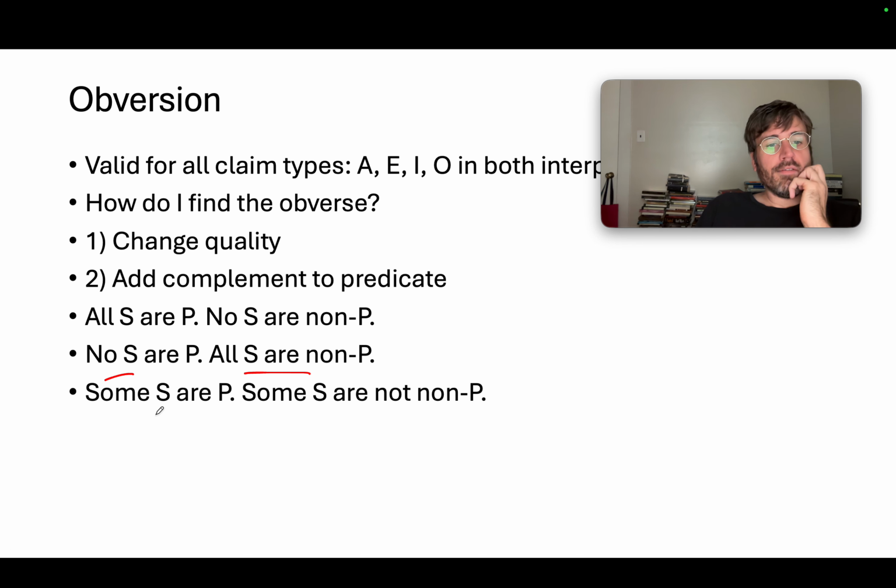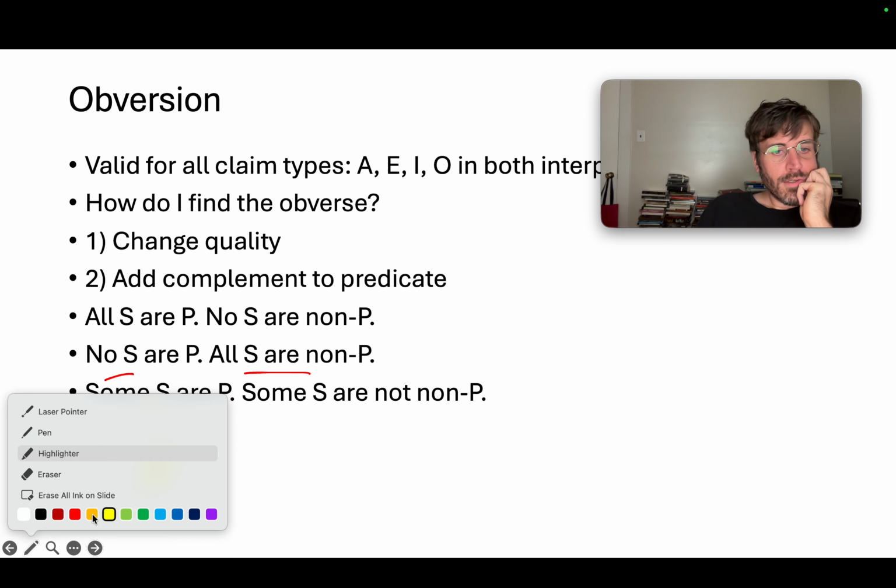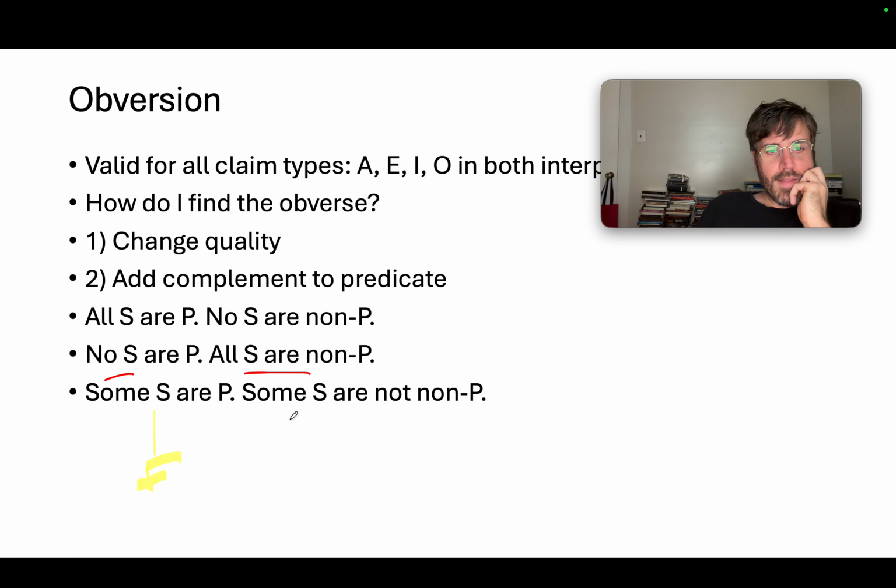And then we have some S are P. Ask yourself, what kind of sentence is this? This is our I, right? And then the I term becomes some S are not, right? We needed to change our quality to negative.